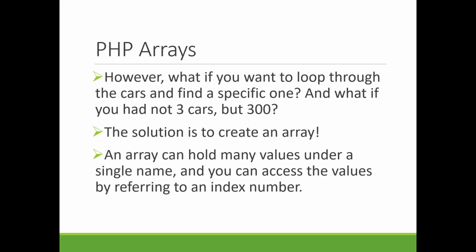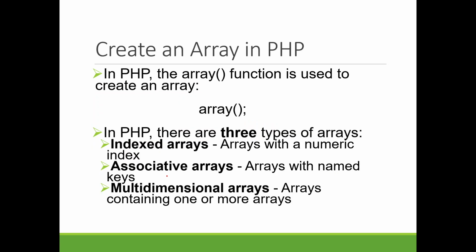So in PHP, an array is created using the array function. So it's an inbuilt function. We have three types of arrays: indexed arrays. So the example I was showing you, 0, 1, 2, it's called indexed array. That is, every position of the array is defined by a numeric index or value.